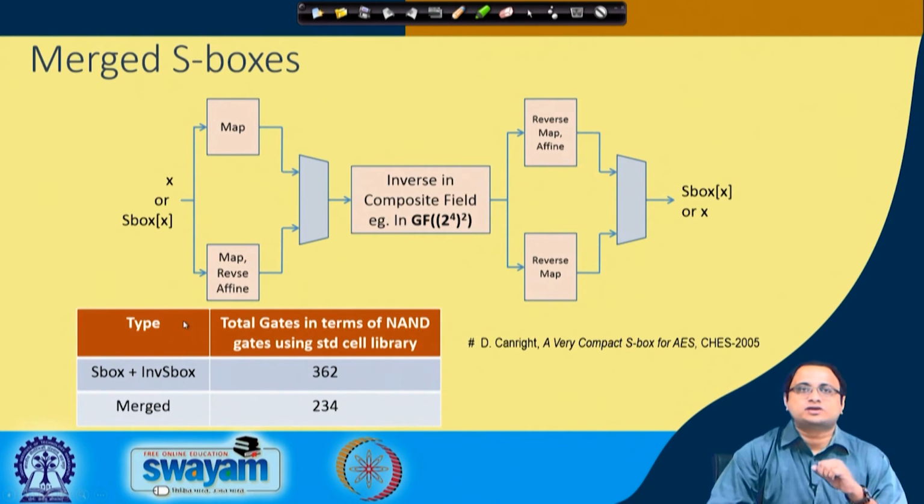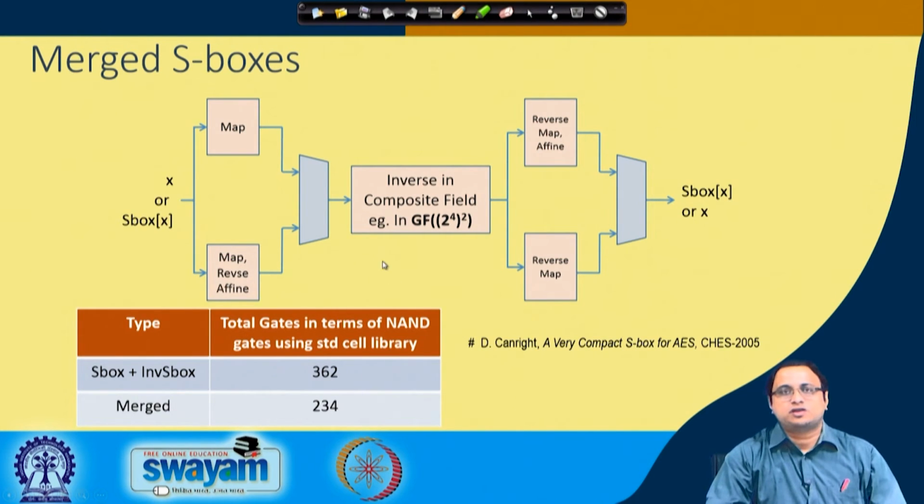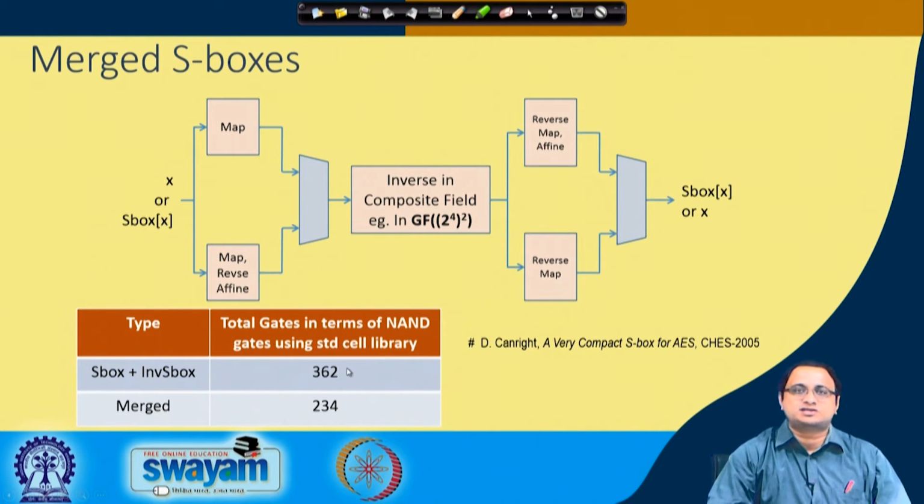So for example, if you compare it with one standalone S box and an inverse S box, you would probably require something like 362 NAND gate equivalents in a standard cell estimation. If you combine and merge them, then it reduces to something like 234. So that is a significant reduction in the gate count.